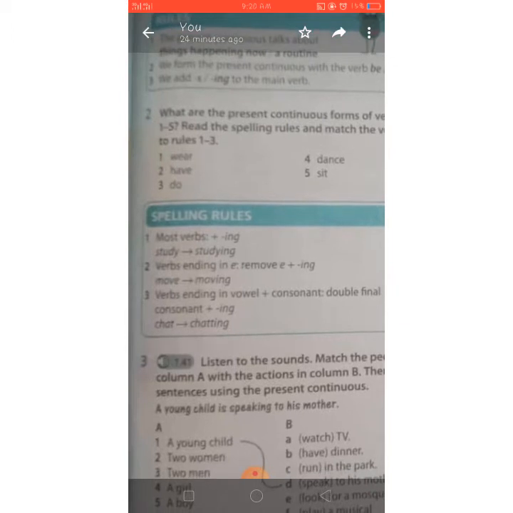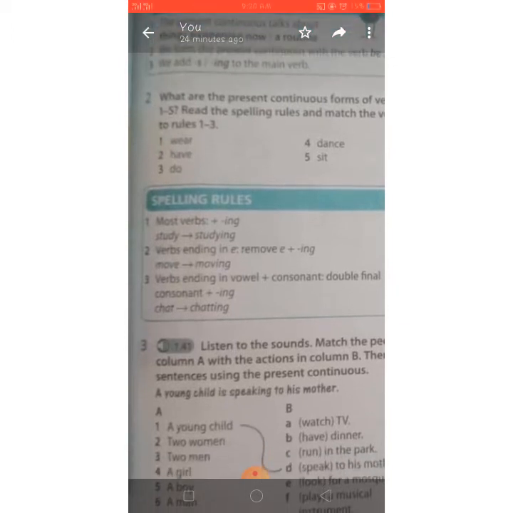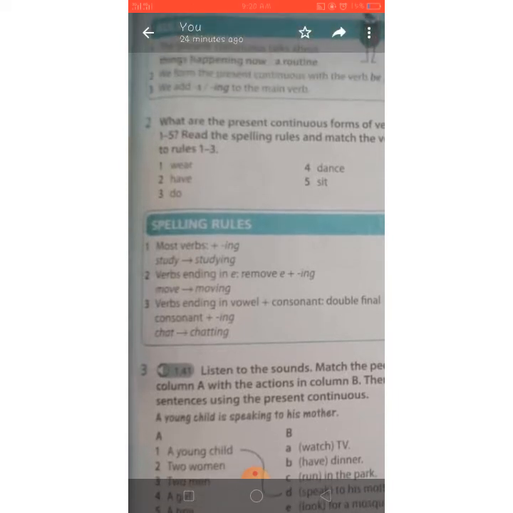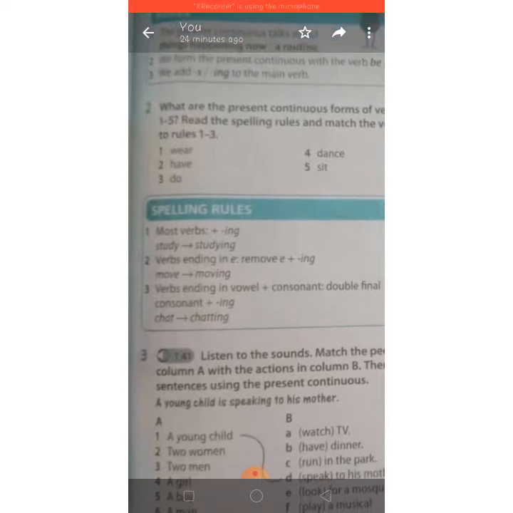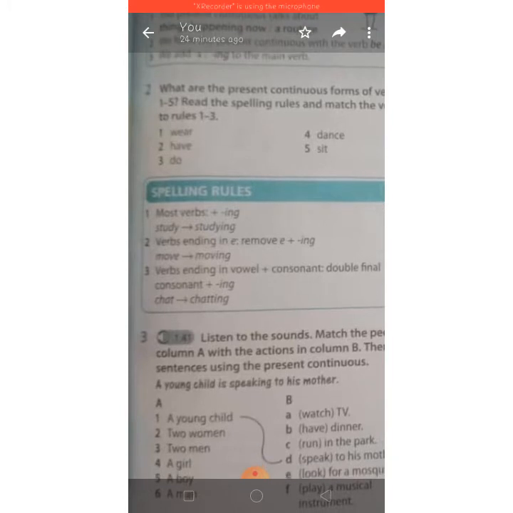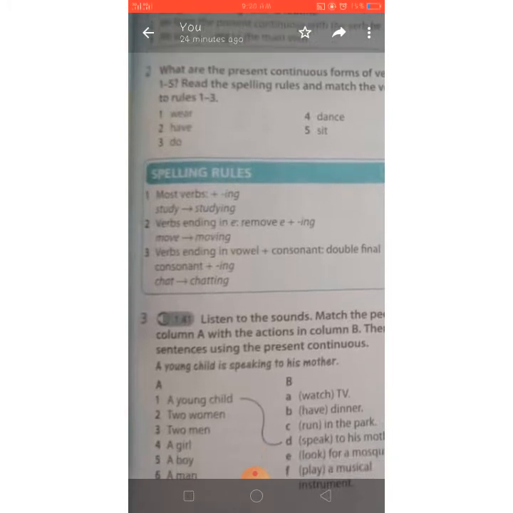But for number 2, verbs ending in E. Kalau dia berakhir dengan huruf E, for example, make. So you remove E plus ing. So, make, buang E plus ing jadi making. For example here, move, M-O-V-E. So you remove E, buang E, tambah ing. So it becomes moving.